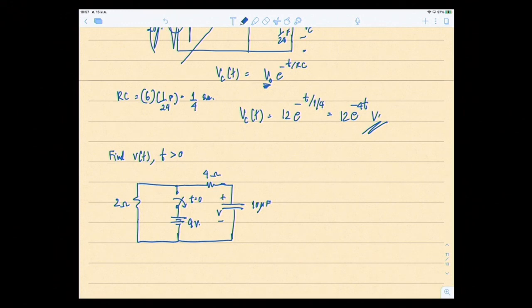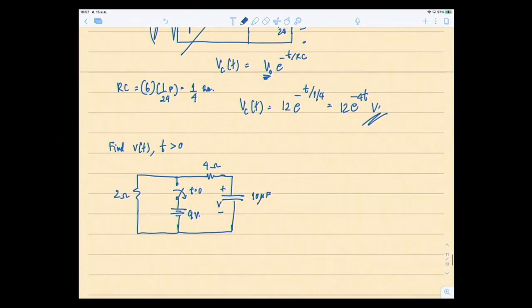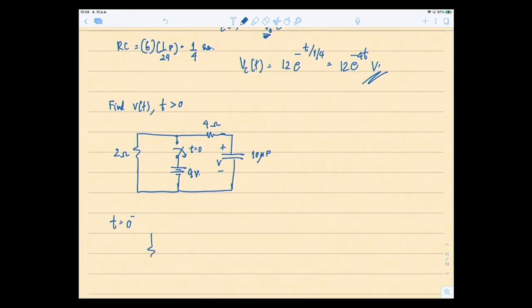So same procedure. Check whether the capacitor has any voltage in it or not before the switch changes. So look at t equal to 0 minus. The switch was closed like this, and there's a 9-volt source, 4 ohms, and the capacitor fully charged acts like an open circuit. So this is your circuit.